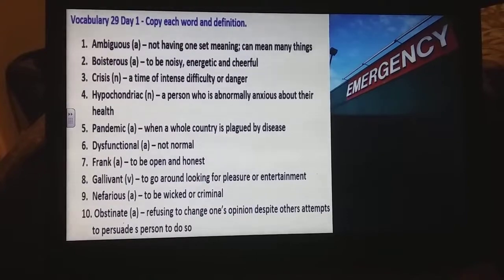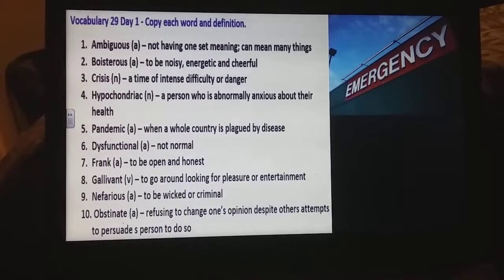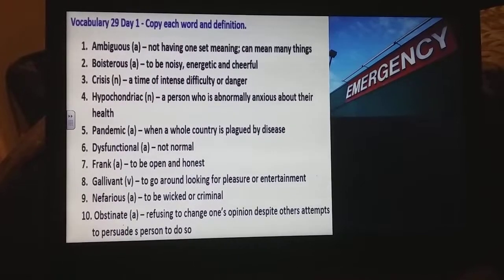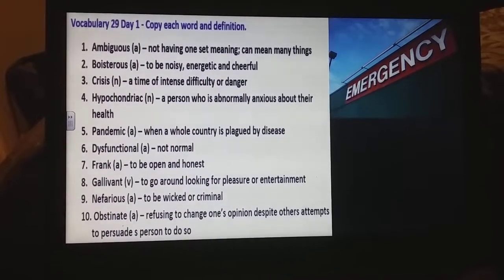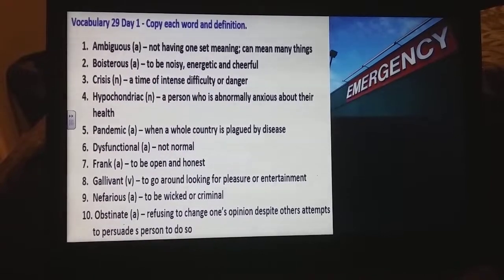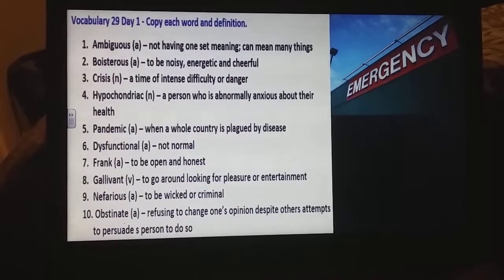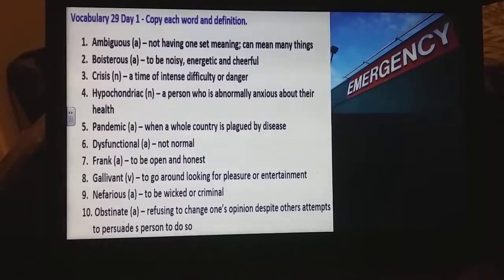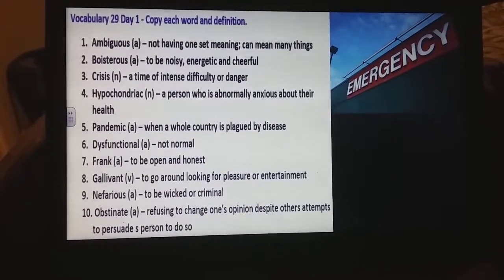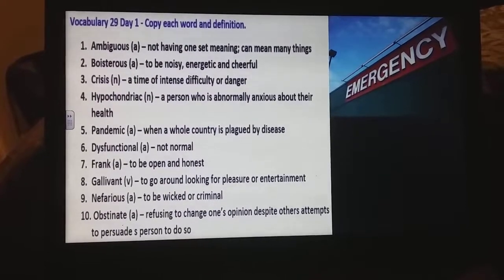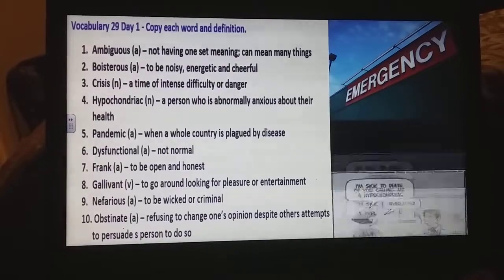Word number 4 is the word hypochondriac. Again, that word is pronounced hypochondriac. Now, this word is also a noun. Now, in this case, a hypochondriac is a person. And it's a person who is abnormally anxious about their health. They are always worried about being sick.